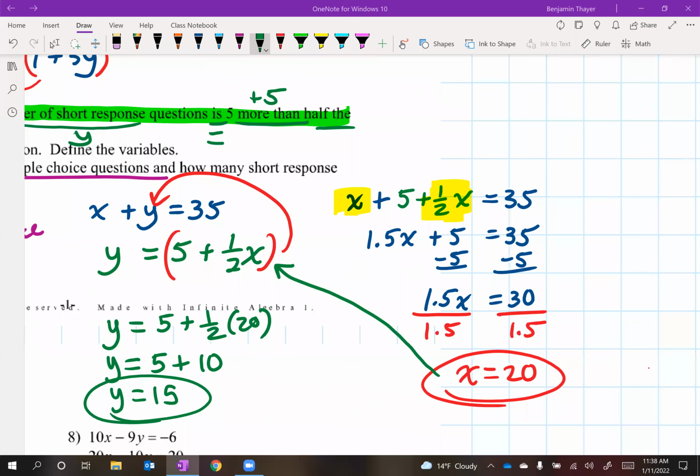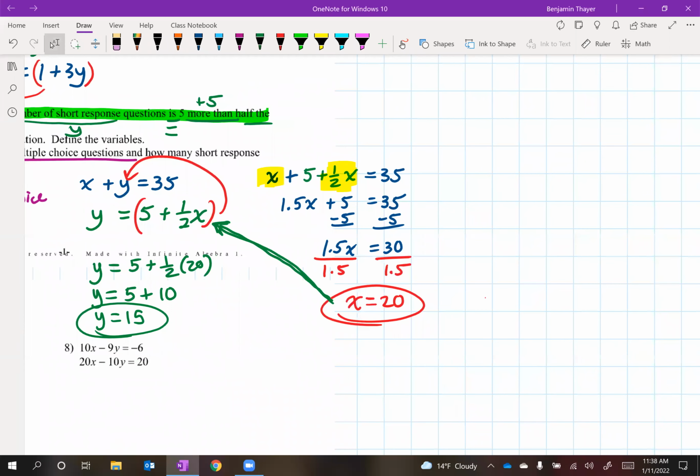All right, I've solved for x. We got 20, plugged it back into the other equation and got y equals 15. So right now we think there are 20 multiple choice and 15 short response. The only way to be sure is to check your solution, so you know what to do. Draw your check marks and plug in the 20 for x and the 15 for y and see how you did and write your answer statement.